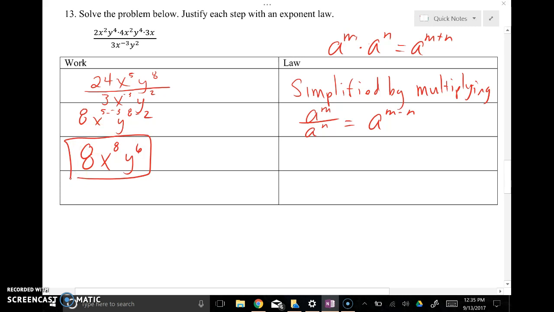So the two laws that I was able to use were this multiplication and this division law. And then the exponents: when you multiply, you add. When you divide, you subtract.